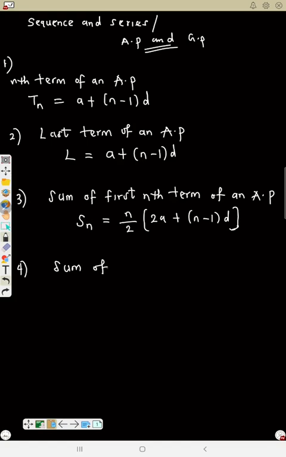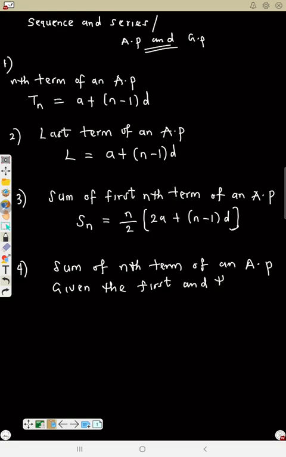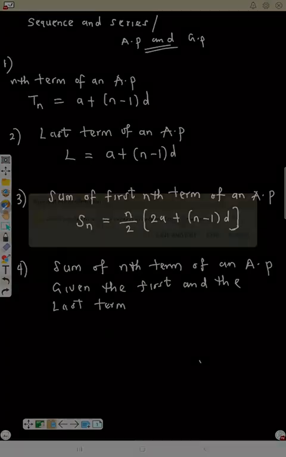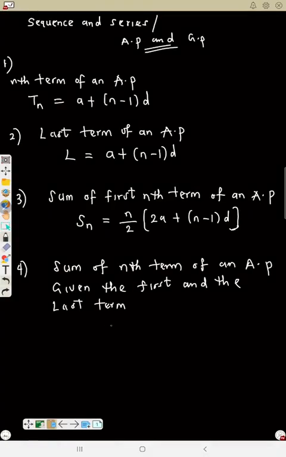Sum of n terms of an AP given the first and the last term. So we also have a sum, that is Sn equals n over 2 into (a plus L).